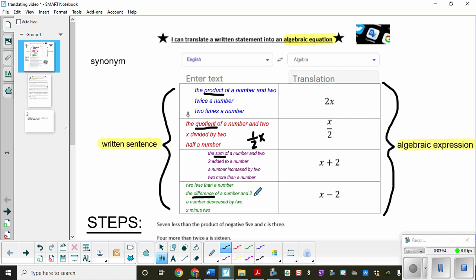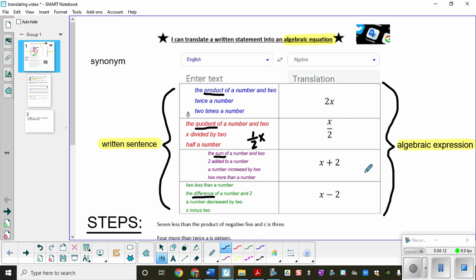So the difference of a number and 2 is x minus 2. A number decreased by 2 is, of course, x minus 2. Up here, this is a number increased. This is a number decreased. And, of course, elementary style, x minus 2. That's the old school way of saying this, just x minus 2.